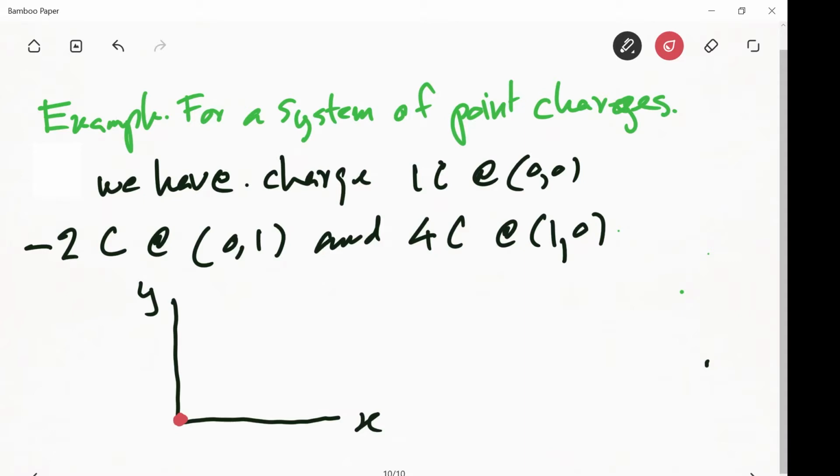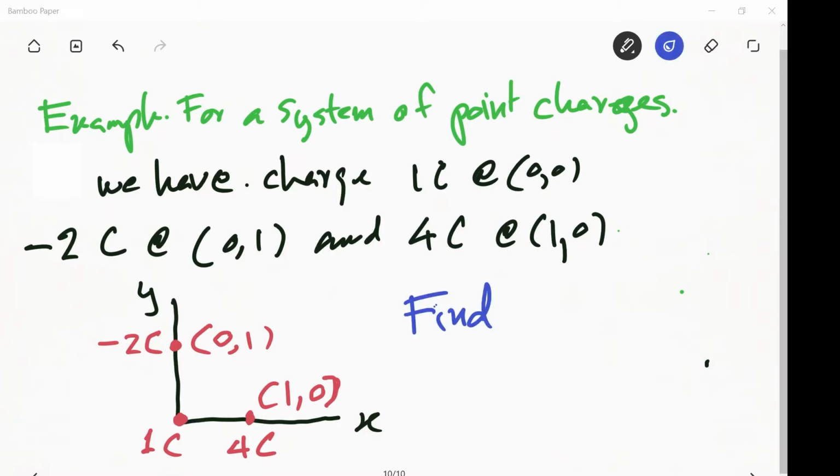We have charge here at the origin, 1 coulomb. We have another one here at (0, 1), minus 2 coulomb. We have another one here at (1, 0), 4 coulomb. Find the energy stored in this system.